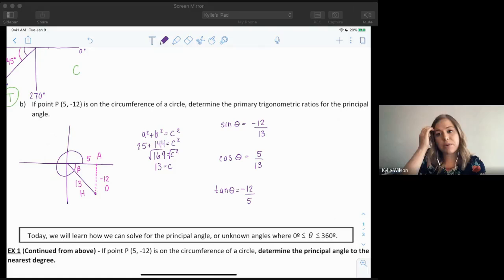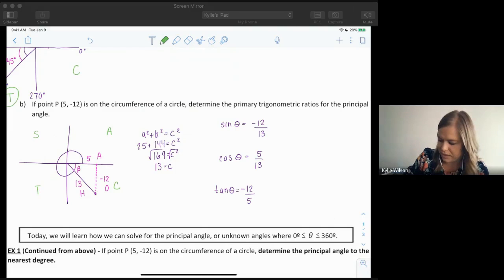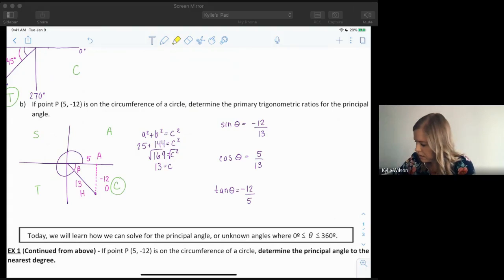So now what I want to do is verify with my CAST rule that I have all my signs correct. So in this quadrant that we're in, C should be the only one that's positive. So cosine should be the only one that's positive. So I look at my answers. Sine is negative. That's a good sign. Cosine is positive. That's good. And tan is negative. So that means I have everything figured out. So those are really the two ways that we use our CAST rule.